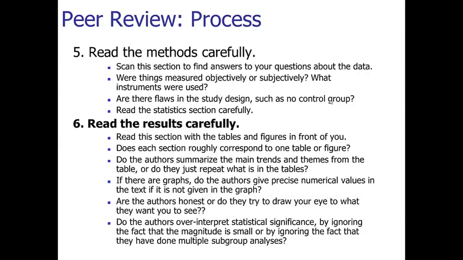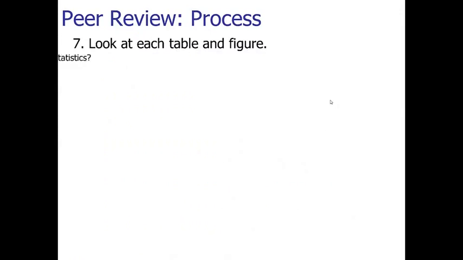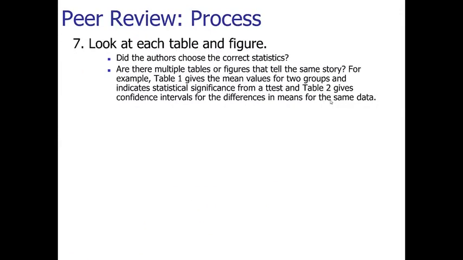I'll ask myself whether or not the authors have overinterpreted statistical significance or overinterpreted their results. If the section is unnecessarily long, I might comment on that. And then I'll go through each table and figure. I'm looking to see whether or not the authors use the correct statistics. Sometimes there are multiple tables or figures that tell the same story. That's repetitive. I'll suggest that they cut one of those. I'm looking for any evidence that maybe they purposefully omitted some data that doesn't support their hypothesis.